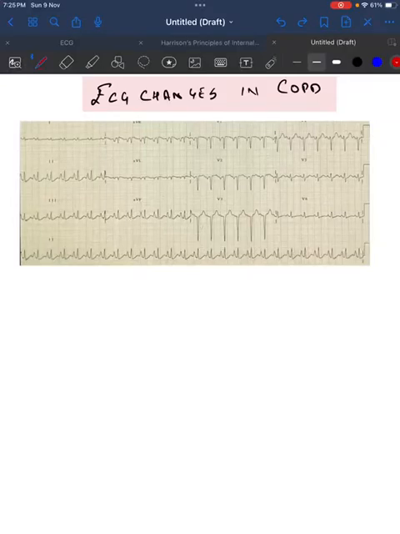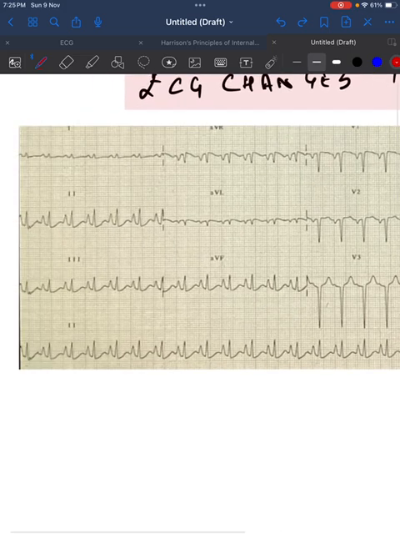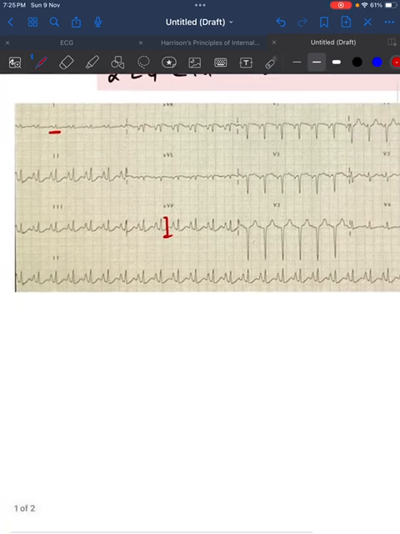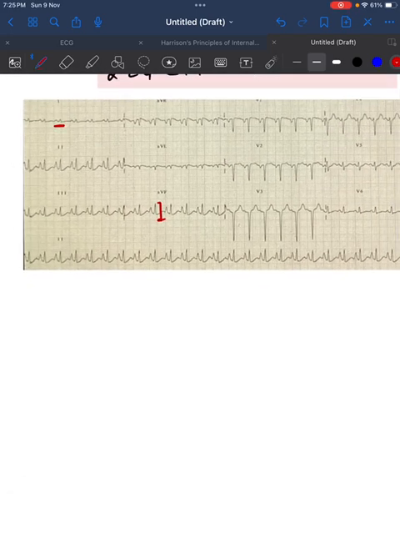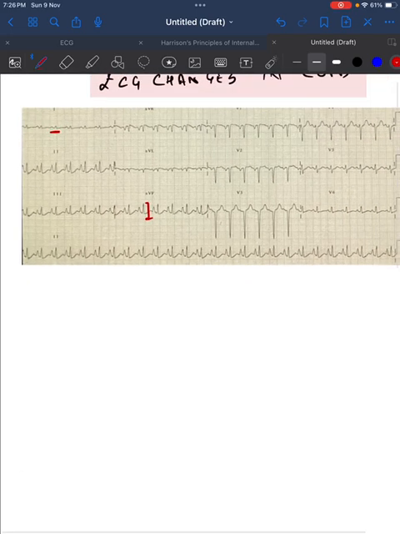Today we will be learning about the ECG changes in COPD. This is the ECG showing in a patient of COPD. The first, most important and most common change that is seen is the right axis deviation. Here we can see in lead 1 the QRS complex is very small, whereas in AVF the QRS complex is very large. This indicates the axis of the ECG is slightly towards the right. That is, there is first right axis deviation.